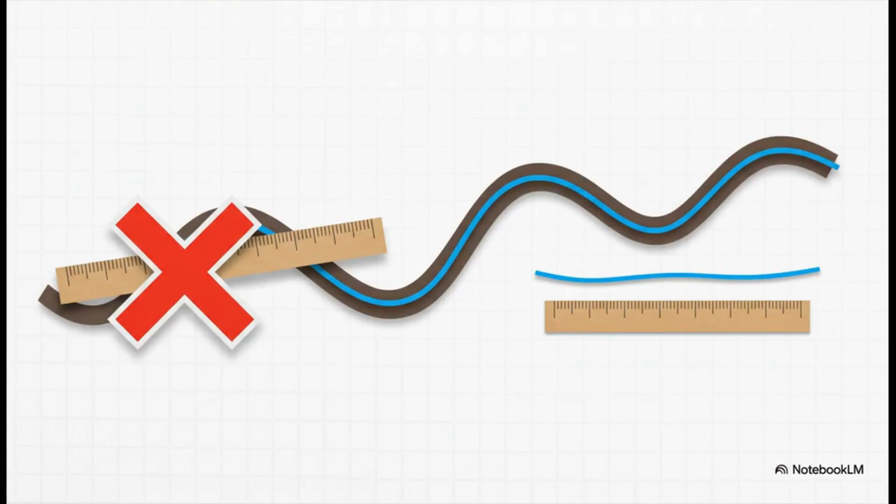The next trial? Measuring a curvy wire. A stiff ruler is just not going to work here. So what do we do?